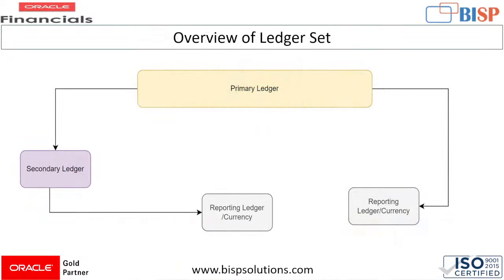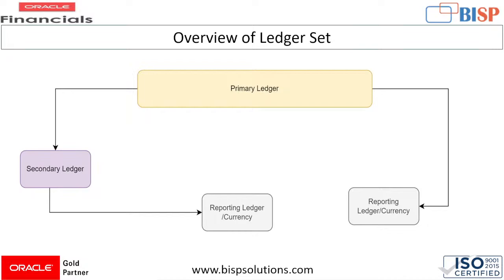So we have a primary ledger and we can create a secondary ledger. In the secondary ledger, you can create a reporting ledger accordingly. You can create the secondary ledger or reporting ledger from the primary ledger, or you can create the reporting currency. If you create a translation process, if you use the balances to be translated, then reporting currency will be created. The translation process will create a translation currency, right?